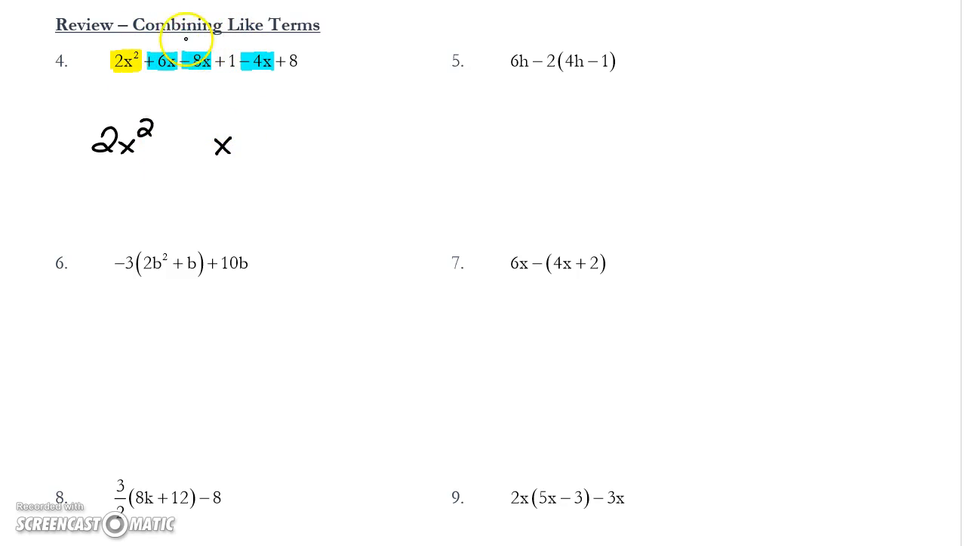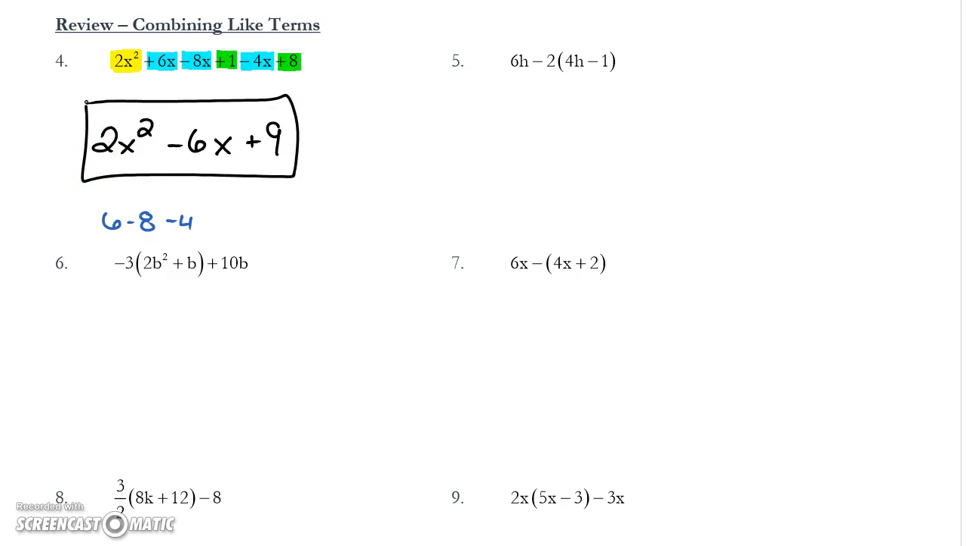I combine those coefficients, which means I combine positive 6, minus 8, and minus 4. When I perform that calculation, 6 minus 8 is negative 2, minus 4 is negative 6. I get minus 6x. And lastly, I have my 2 constant terms, a positive 1 and a positive 8, which, when I combine, gives me a positive 9. No other terms are like terms, so I'm done.